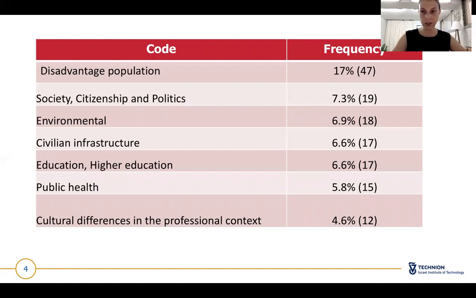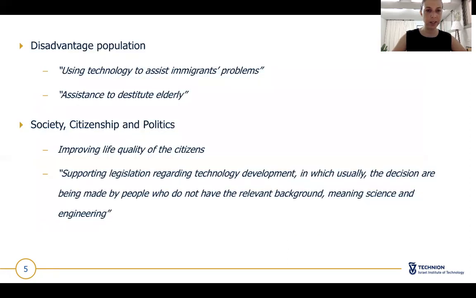I've asked the students to give me example of social challenges that they, as a future scientist and engineer, can help to address and solve. And the examples were from these fields, as you can see here. And here are some of the quotes that were related to these codes.